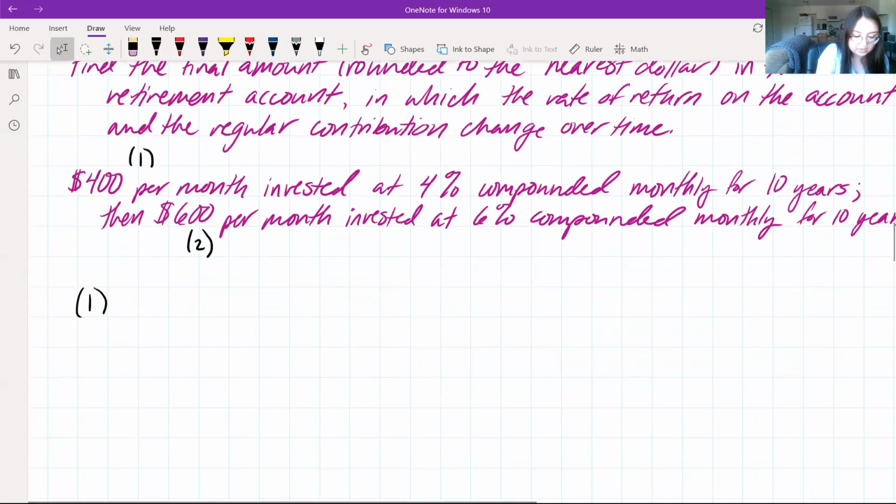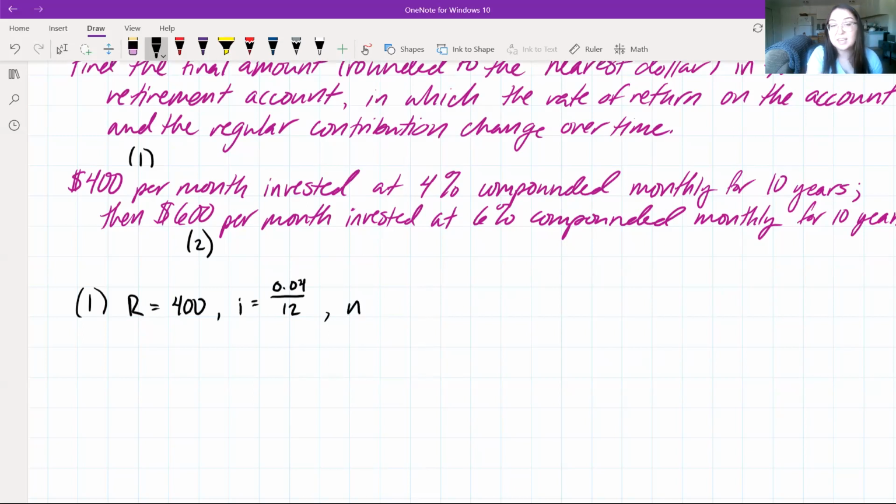So if we have 1 here, we know that R is going to be equal to $400. I is going to be 0.04, and we're compounding monthly, so we know we have to divide by 12 for our number of periods. And then we calculate our N, so it's going to be for 10 years. So 12 periods for 10 years. So we'll have to do 12 times 10, and that's just going to equal 120.